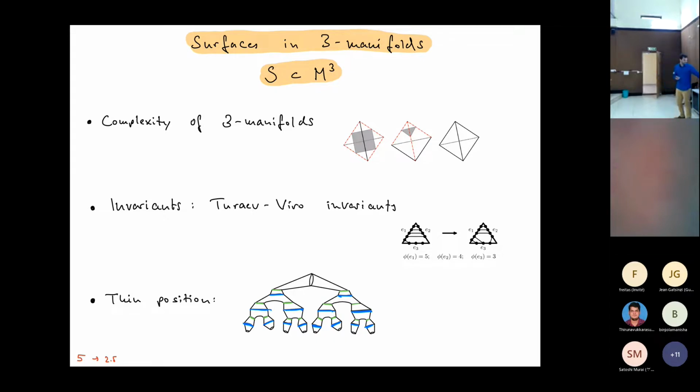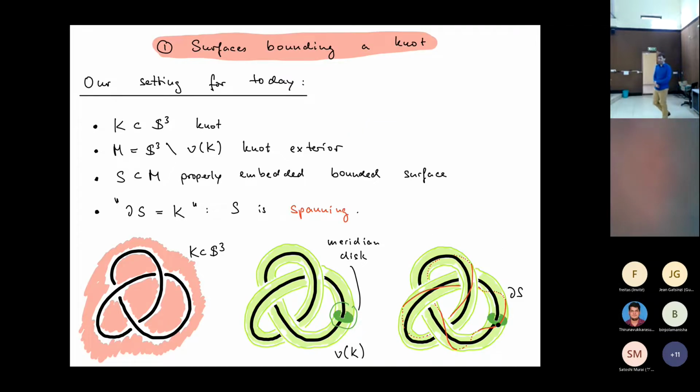And there's this very beautiful framework called thin position that basically splits up a manifold into simple handles and lets you do topology in this way. So surfaces are really, really important. Some are more important than others, and we will come to that. Okay, so that's the motivation. We want to understand surfaces in three manifolds. And in general, I want to say we want to understand codimension one submanifolds. So just a little bit of background so everybody knows what I'm talking about in terms of the crosscap number.